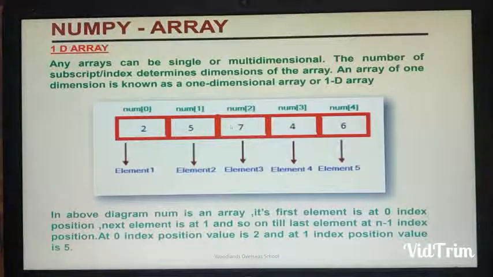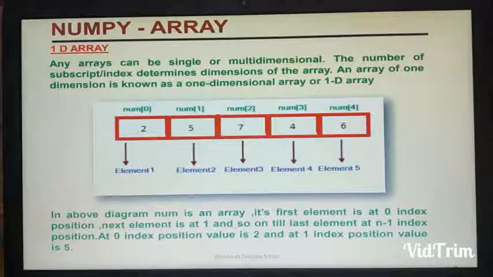Let's have a look at the 1D array in detail. This is 1D array, as here we have just one row but a number of elements. In 1D array we have always one row, and this row will store data in the form of index. As you can see, num0, num1, num2, num3 and num4. If you have 5 values, the index goes up to n minus 1. Like if you have 5 values, then indexes 0 to 4 will be there.